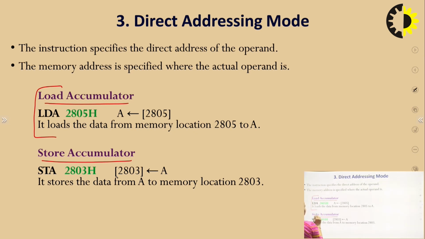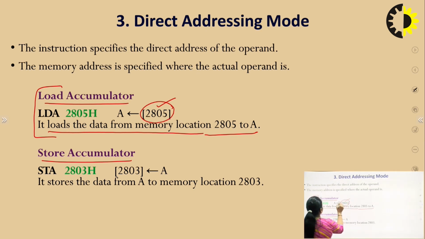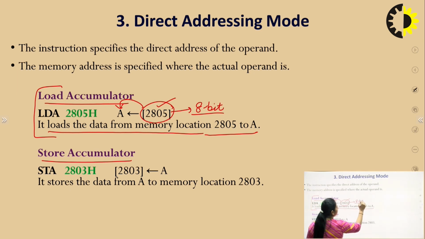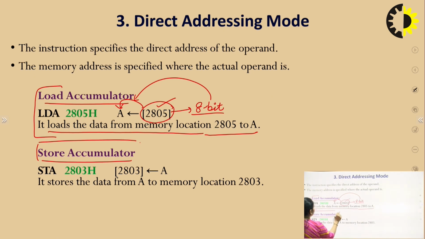In this example, what will happen is it loads the data from the memory location to the accumulator. This is the memory location, and the data of this memory location will be loaded into the accumulator. Suppose this location has some data, 8-bit data obviously. So this 8-bit data will be copied to the accumulator.